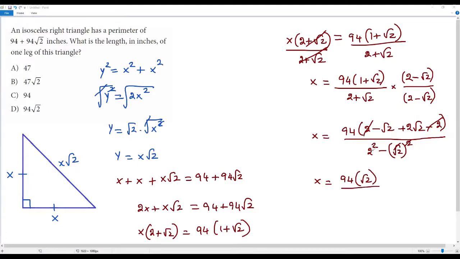over, and the value of 2² is just 4, minus 2. So I'm getting 94√2 over 2. 2 goes into 2 one time, and 2 goes into 94 47 times. I am getting x = 47√2. So the length in inches of one leg of the given isosceles right triangle is 47√2. We find 47√2 in option B, so the correct answer choice for this question is option B.